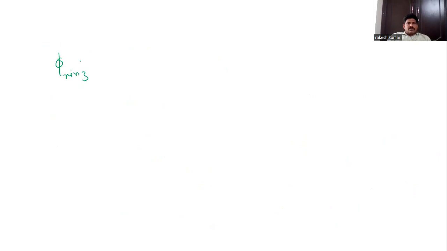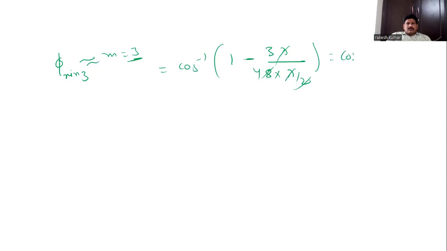Now phi minimum 3, that is, m is equal to 3. What is the formula? Cos inverse of 1 minus 3 lambda by N d, where N is 8 and d is lambda by 2. The lambda gets cancelled, so it is equal to cos inverse of 1 minus 3 by 4, which is cos inverse of 1 by 4, equal to plus or minus 75.52 degrees.